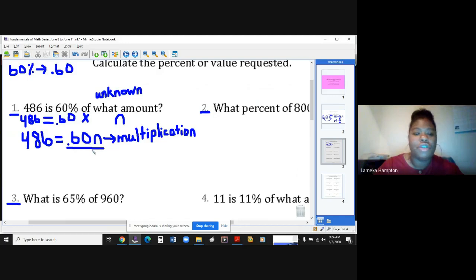Okay, so what I'm going to do is divide both sides by 0.60. That's very important. The reason why I'm dividing by 0.60 is because the goal in algebra is to isolate your variable, meaning that you want your variable on one side of the equals, and then another number or fraction or a decimal or something that is equal to that, okay?